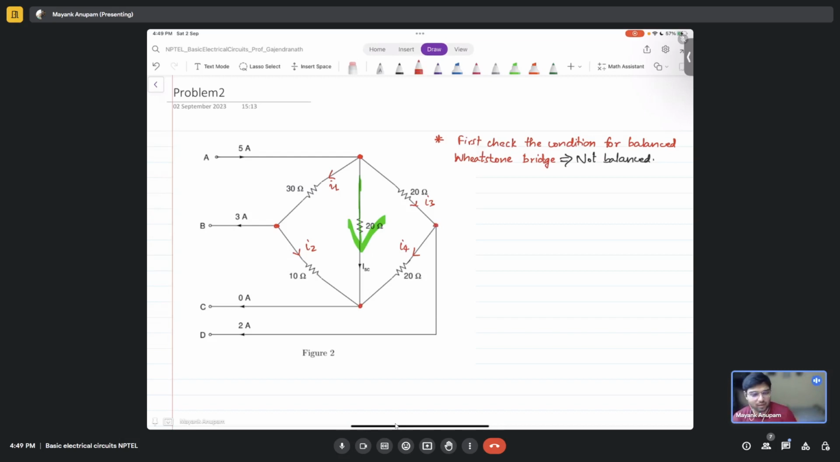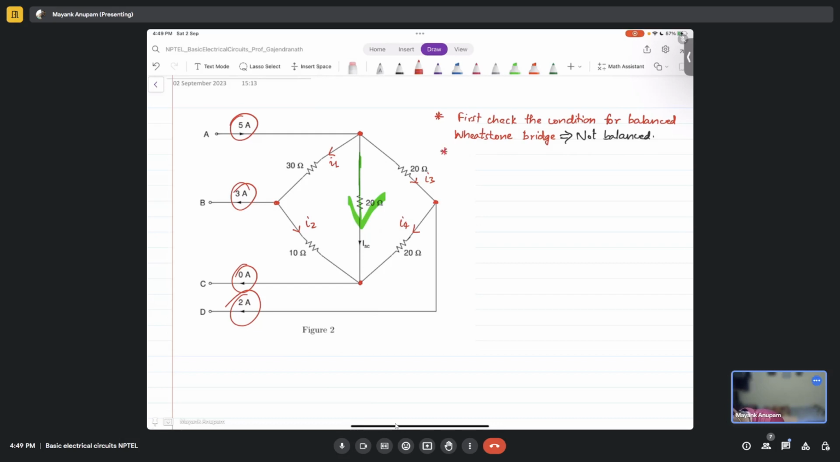That is perfectly all right. You can do that, and you will get a correct answer with that also, because you know the currents that are entering all four terminals. You know this is 5 ampere, this is 3 ampere, this is 0 ampere, this is 2 ampere. So you can always do that. That's not a problem. In fact, that will be one of the quickest ways.